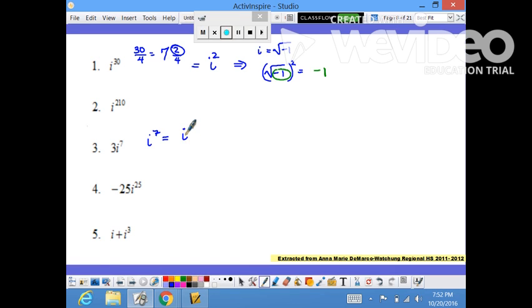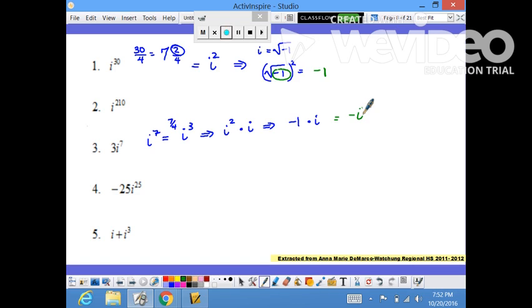So if you take 7 and divide it by 4, 4 can go into 7 one whole time, and you have a remainder of 3. Well, what's i to the power of 3? You know that i squared times i is going to give you i to the power of 3. Well, the value of i squared from just doing it was -1. So what's -1 times i? That's -i. So i to the power of 7 is equal to -i.